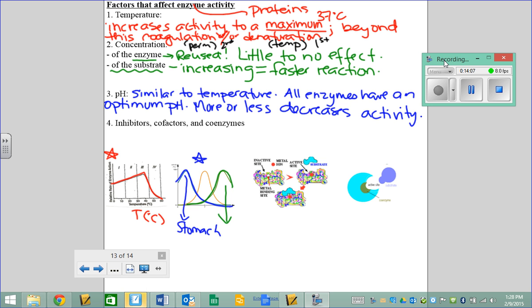Whereas other enzymes, like say this one over here, that has a much higher pH as its optimum, this would be more like the enzymes that work in your intestines. They need a much higher pH to function. Notice how I didn't put any actual numbers here, because that's not what I want you to recognize. I want you to recognize the pattern. Some enzymes function best at a low pH. Some enzymes function best at a high pH.